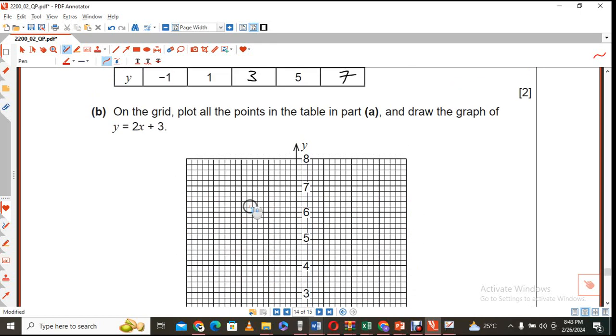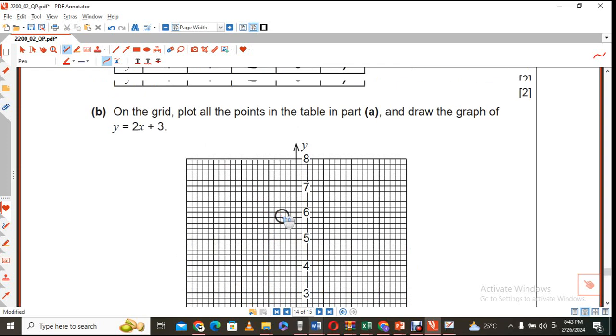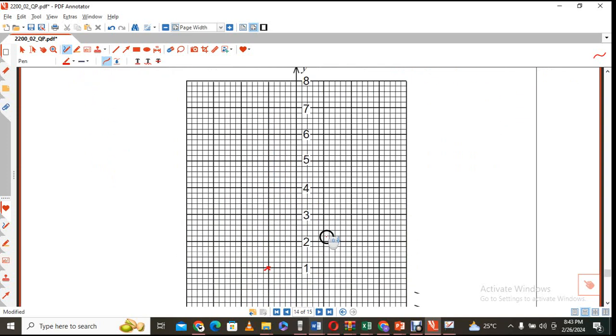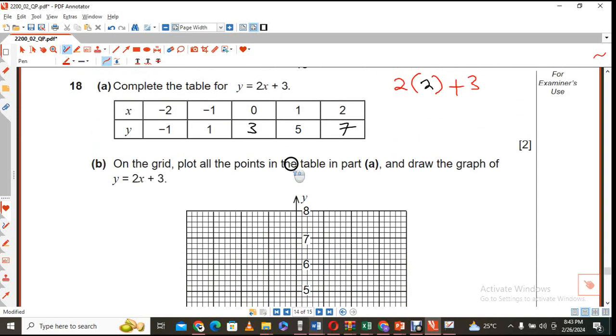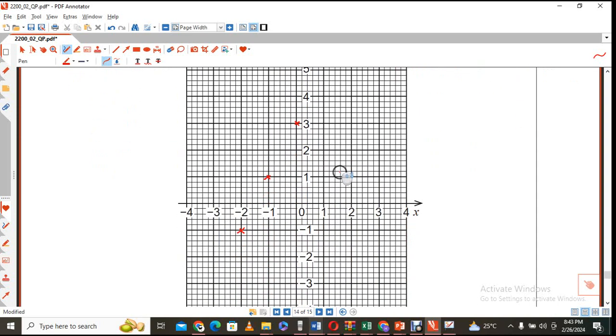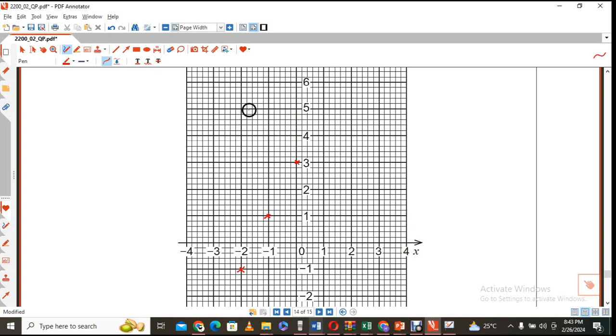Then the next point is -1, comma +1, so it will be over here. Always the x direction first. The next one is 0,3, which is on the y-axis, so it's here. Plot all of them. That's the third point. Then 1,5, all the way up here.